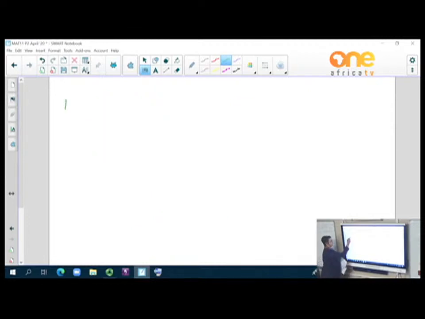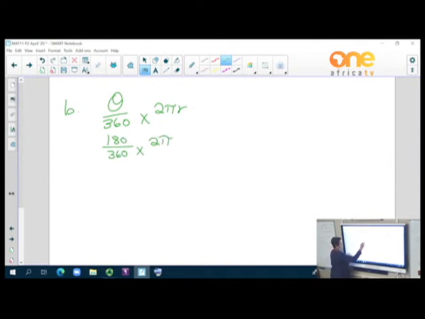I'm going to do another one for you and then you can try. Number B, what is theta in this case? So we start with a formula, theta over 360 times 2 pi r. What is theta in this case? Yes, 180, so it makes it very easy. It's a half out of 360 times 2 pi r. So actually, that will cancel out.